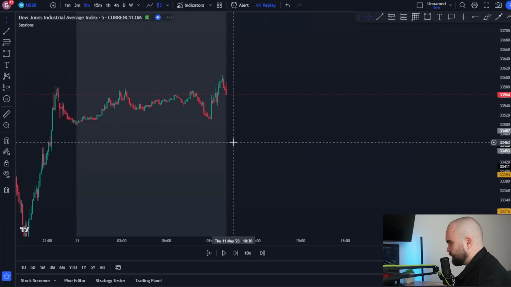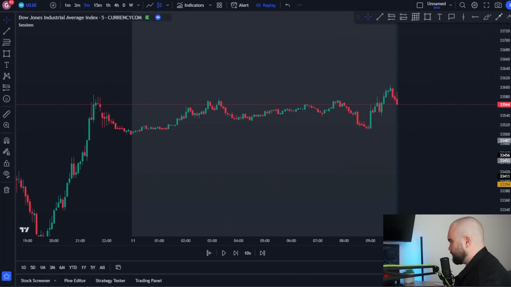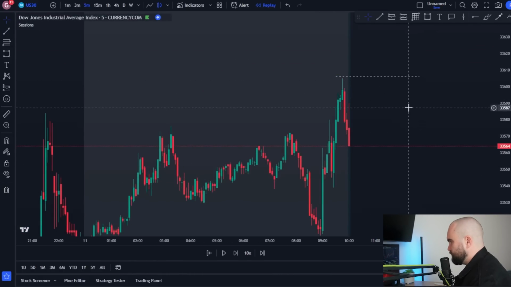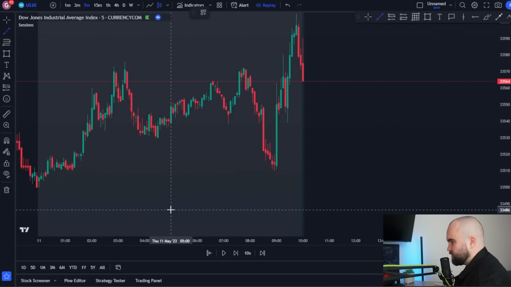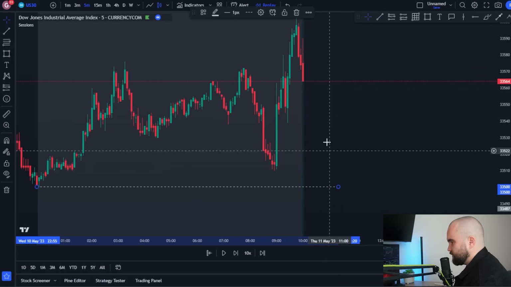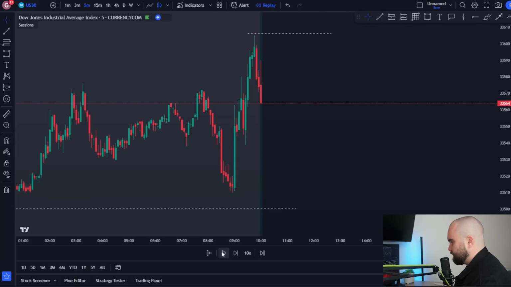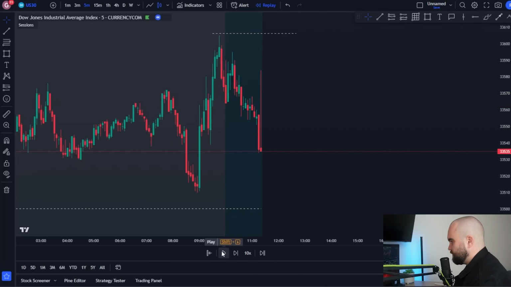Okay, so here we've got the next scenario. We would want a sweep of either of these zones or this zone here. That is technically the lowest point. Okay, so let's see what happens.